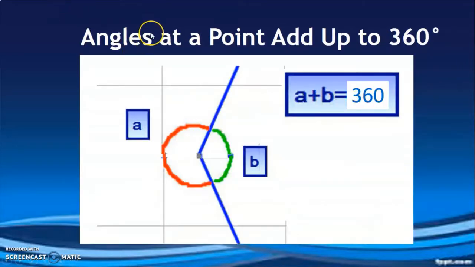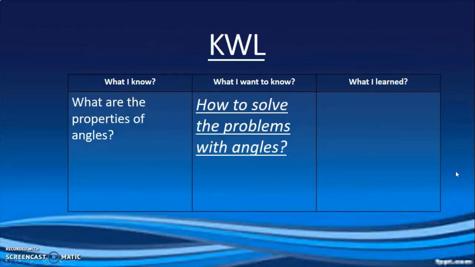The third one, angles at a point add up to 360 degrees. So this angle A and angle B, the sum will be 360. It can be 2 or more angles at a point. How to solve the problems with angles?